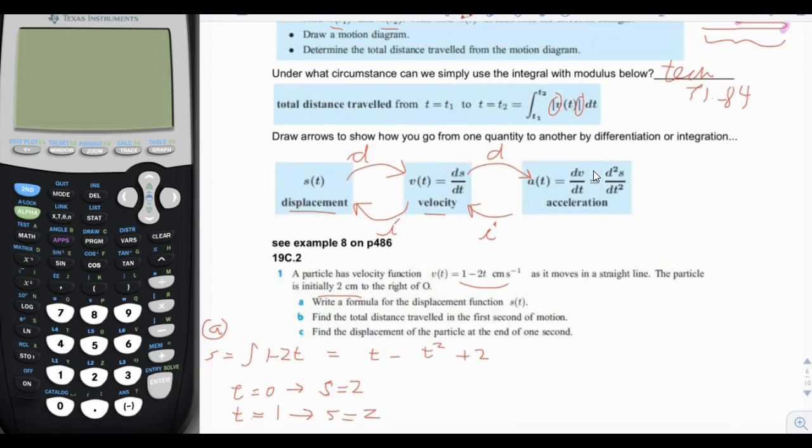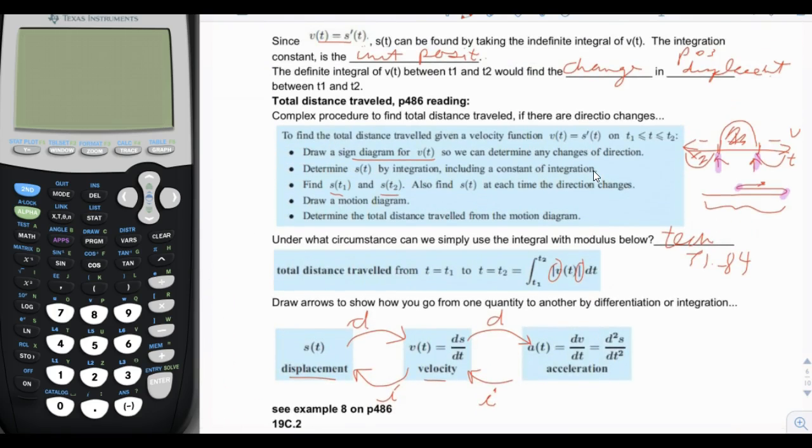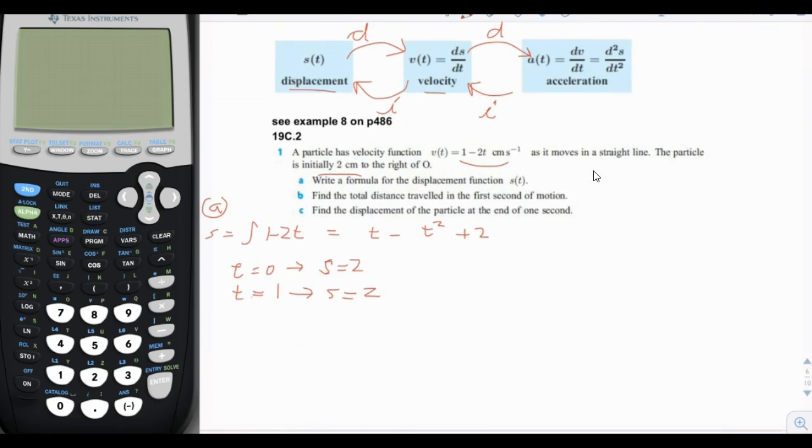So let's go back to the procedure to find the total distance traveled when you have direction changes. The first thing we're going to do is draw a sign diagram for v of t. So v of t is 1 minus 2t, right? If we're going to draw a sign diagram for v of t, then we find the critical points first. So 1 minus 2t, where are the critical points? We set it equal to 0. We discovered that the critical point is at t equals 1/2. Hey, what do you know? That's exactly between 0 and 1. So there is a direction change at 1/2.